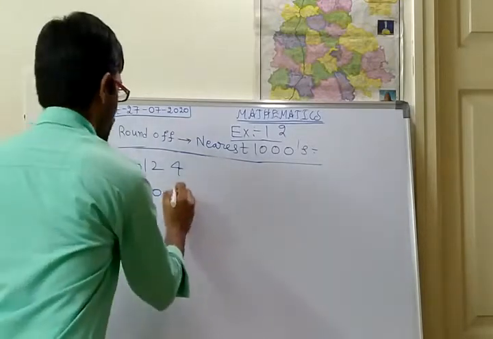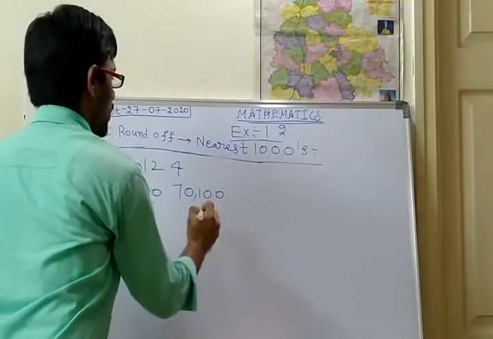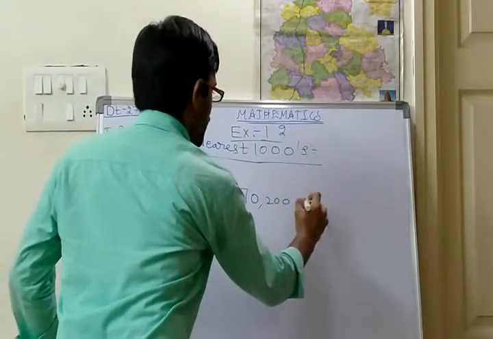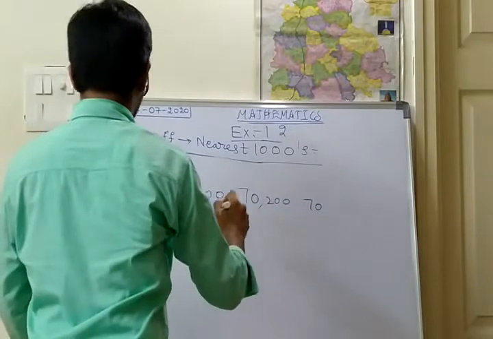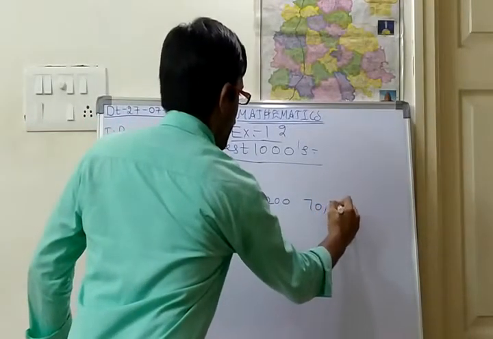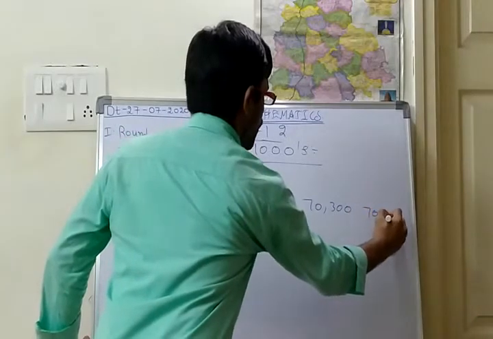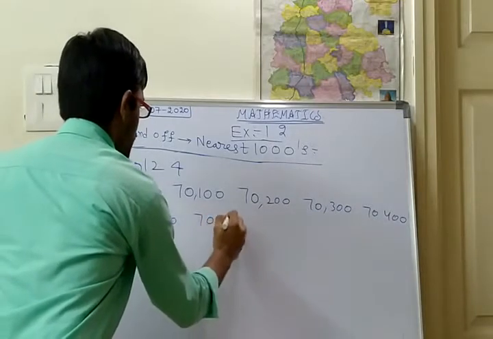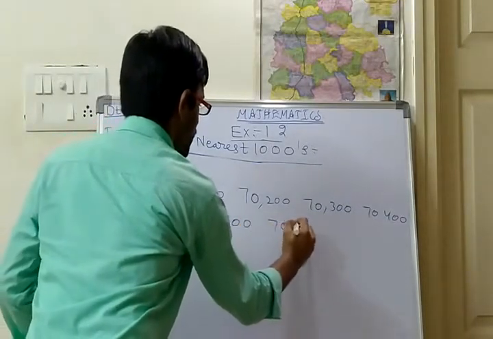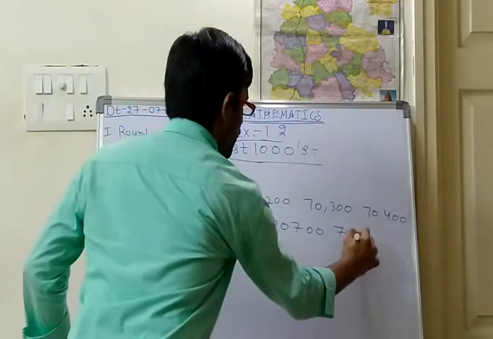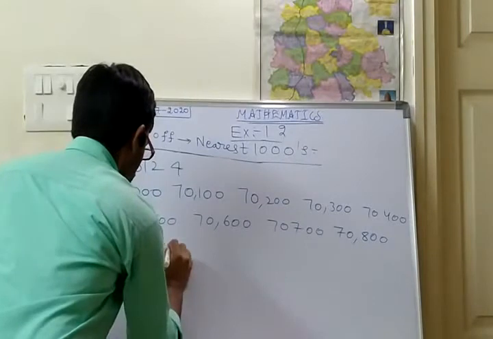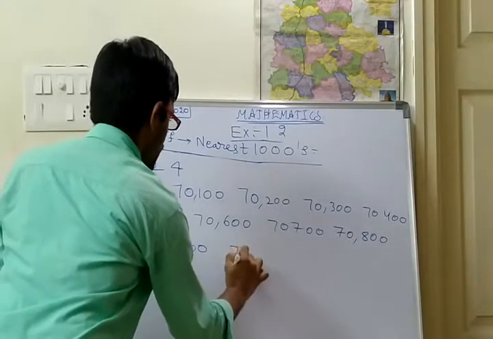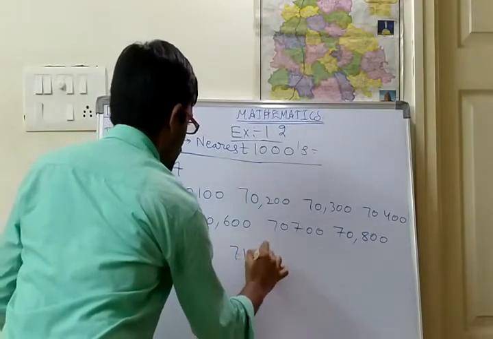Next 70,100, next 70,200, 70,300, 70,400, 70,500, 70,600, 70,700, 70,800, 70,900. After this 71,000 it will be.